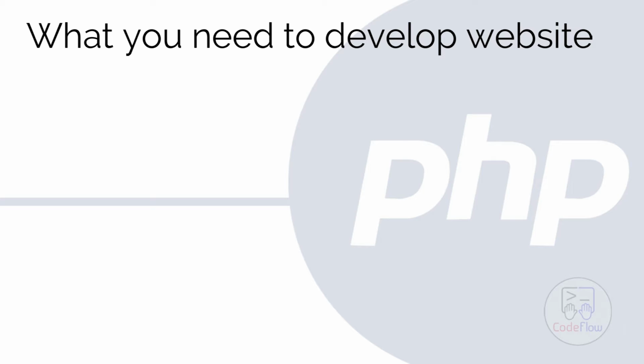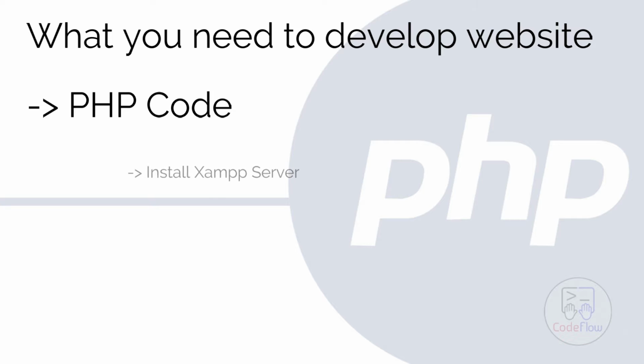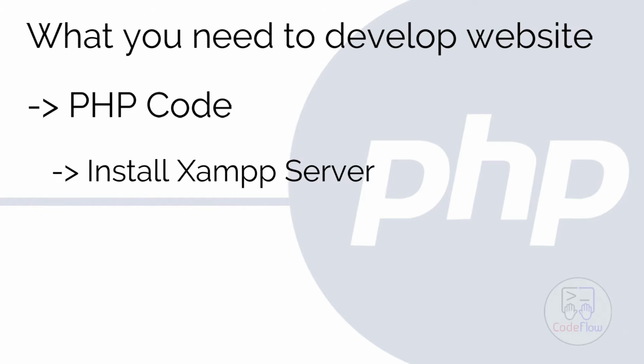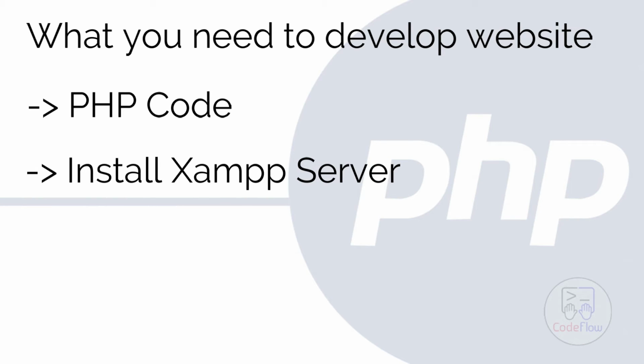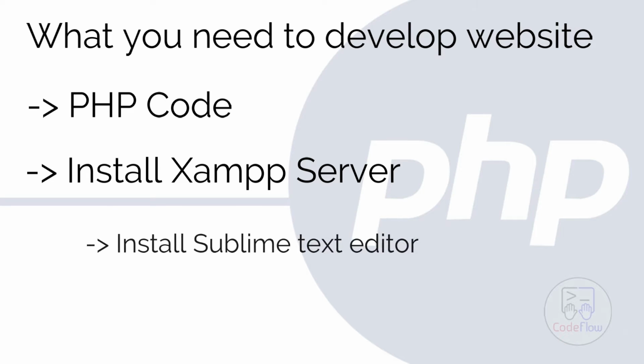Throughout the course, we would be writing PHP code and develop our own website. We would also host our website to real server and also apply for Google ADSENSE. To do this, we need local web server and a code editor. We would use Xampp as our local server and Sublime Text Editor as a code editor.